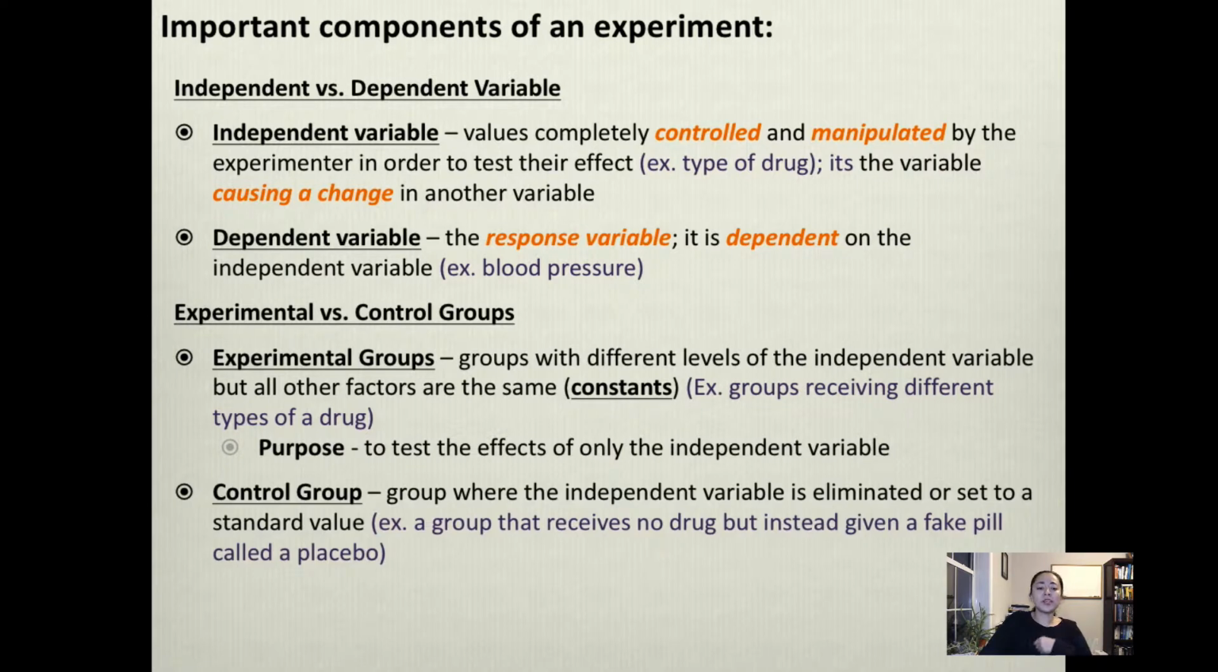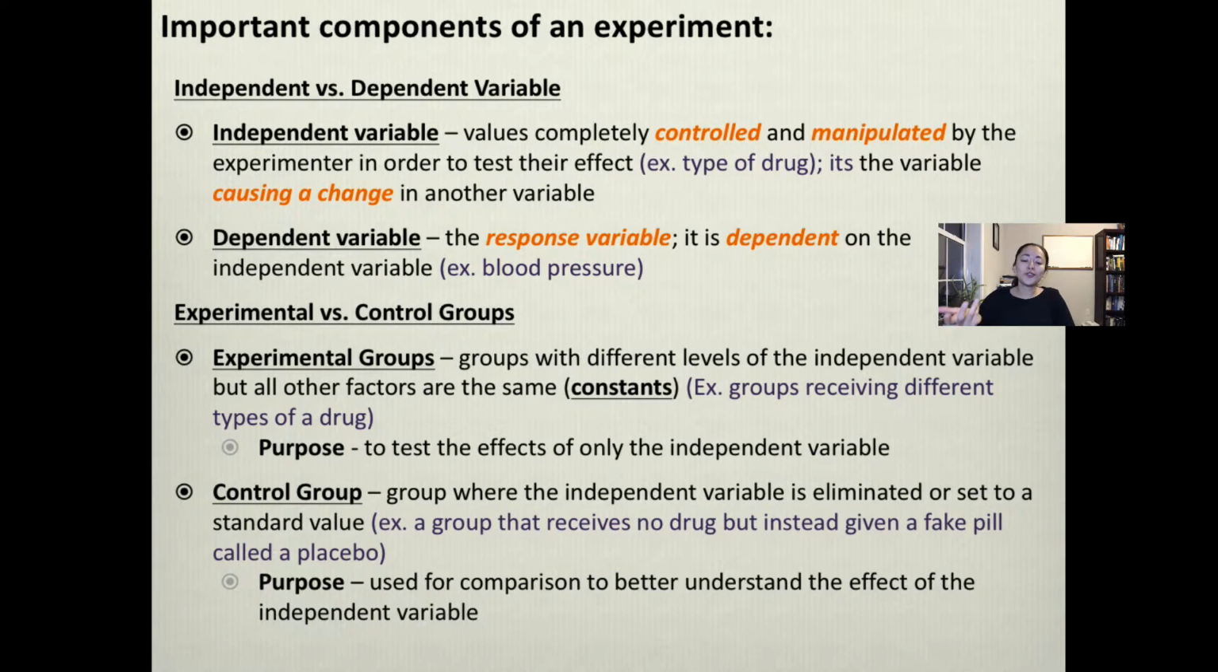It is also important to have a control group in an experiment. Now, not every experiment will have a control group, but if it's possible to have a control group, it's good to have it. The control group is going to be the group with the independent variable completely eliminated or set to some standard value. In the example of blood pressure, a group that receives no drug but instead is given a fake pill called a placebo would be a good control group. The purpose of a control group is to have a group that you can use for comparison to better understand the effect of the independent variable and also to obtain some baseline data.